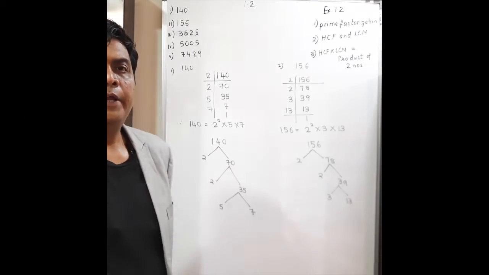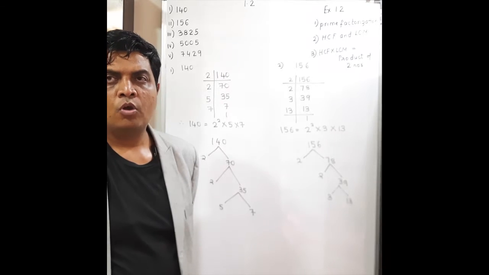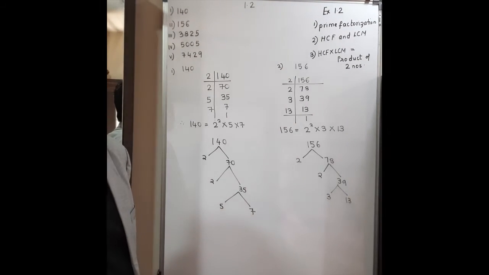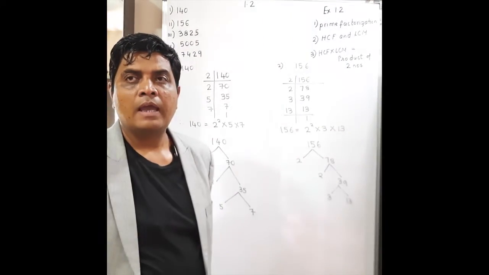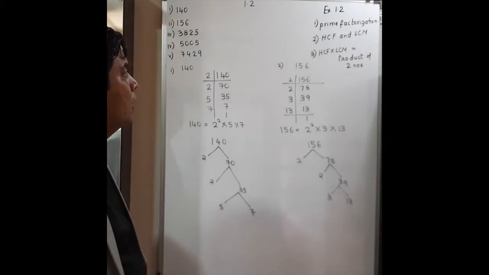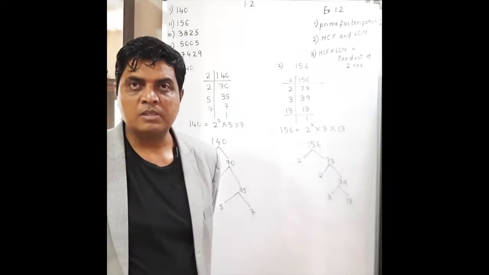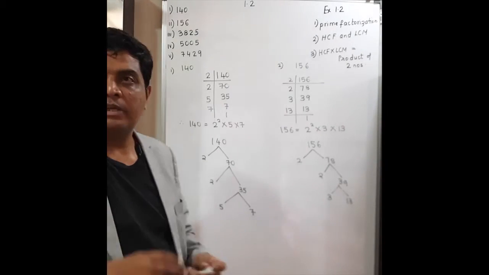Friends, in today's video we are going to solve exercise 1.2 of chapter number 1, Real Numbers. The various concepts involved in this exercise are prime factorization, HCF and LCM. The formula is HCF into LCM is equal to the product of the two numbers. As we solve the sums, I'll be explaining the concepts involved.